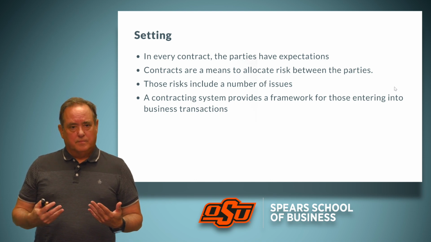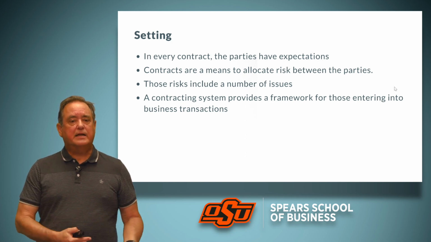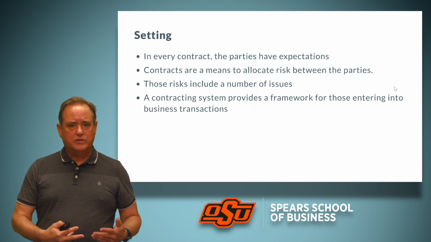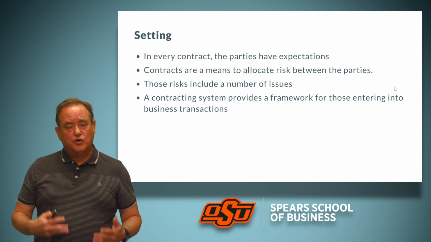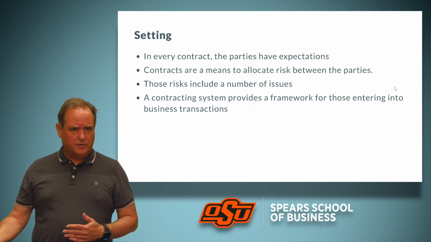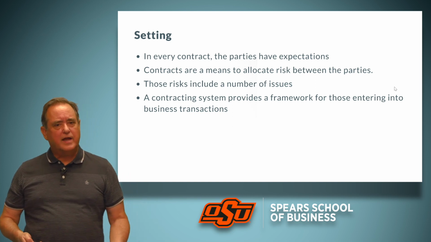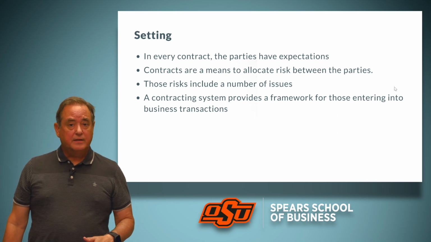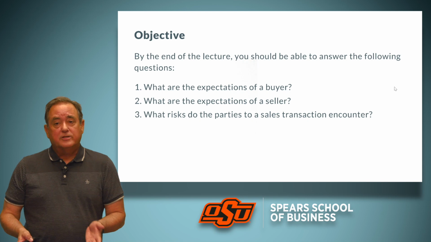In our society, we have to have confidence in our contracting system because we may not trust the other person on the other end of this transaction. We may not know the person, but if we trust our contracting system, then we can enter into that relationship knowing that if something goes wrong, I can call upon the contracting system and the remedies provided by it to satisfy my expectations. So by the end of this lecture, you should be able to answer the following questions.